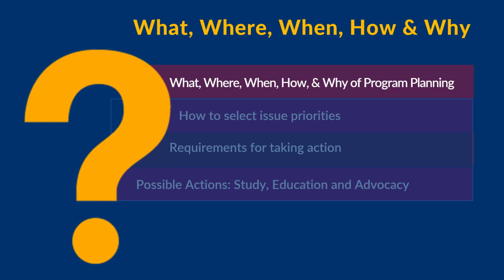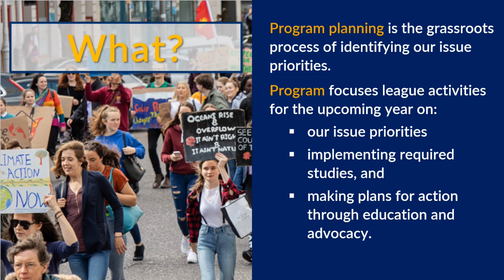Now let's begin by looking at the what, where, when, how, and why of program planning. What is program planning? Program planning is the grassroots process of identifying our issue priorities. Our program focuses our local league activities for the upcoming year on our selected priorities, implementing required studies, and making plans for action through education and advocacy.